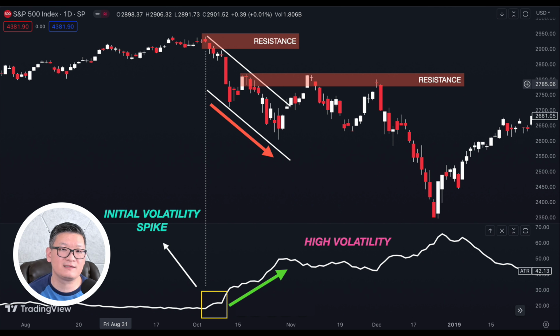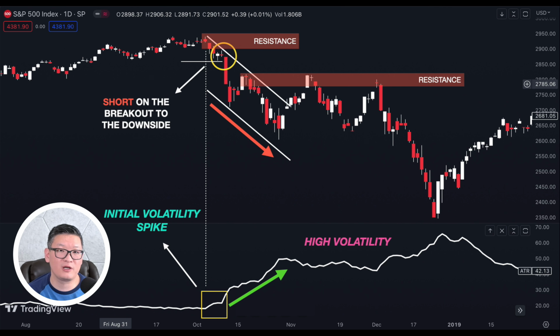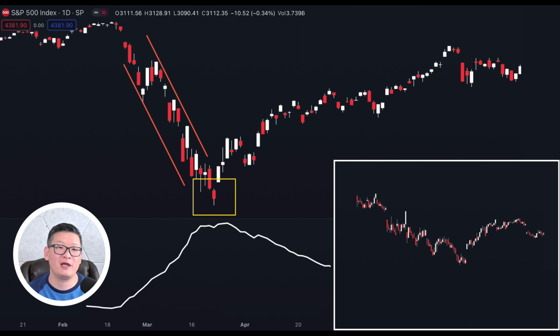If this is the case, then shorting either on a breakout to the downside or on a retracement back to a resistance area would be an ideal strategy. Bullish reversals, on the other hand, gradually decrease volatility. This is due to the fact that fear and panic in the markets start to subside. This usually causes ATR to start dropping, which acts as a further confirmation that bulls are taking control now.